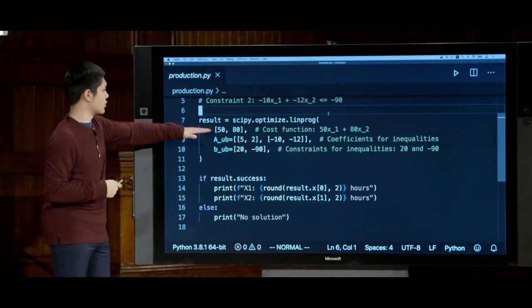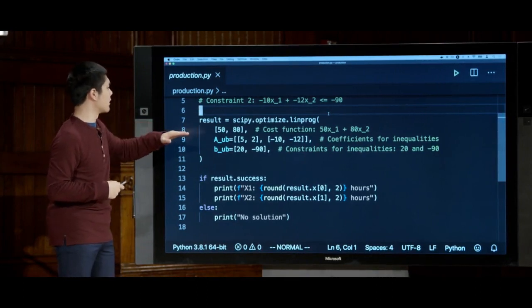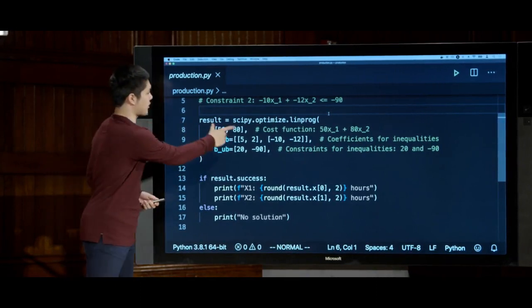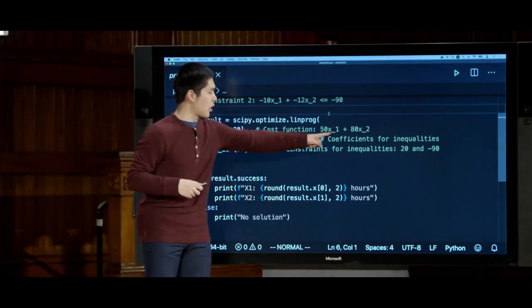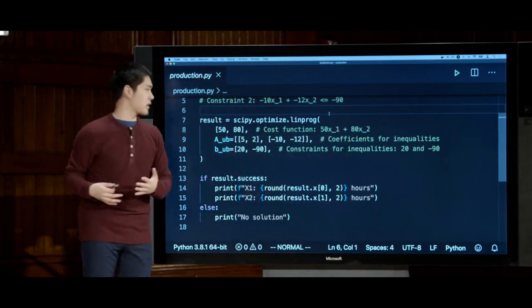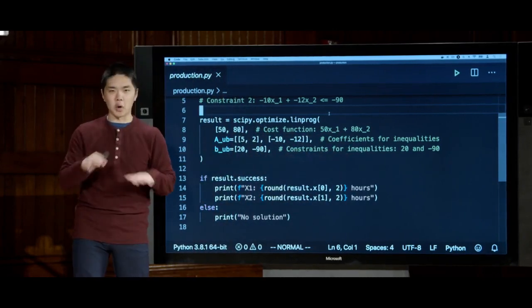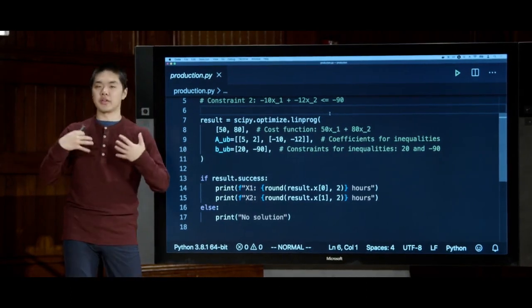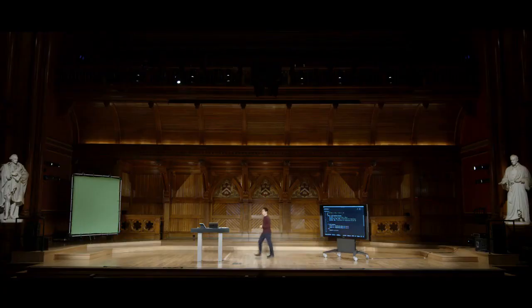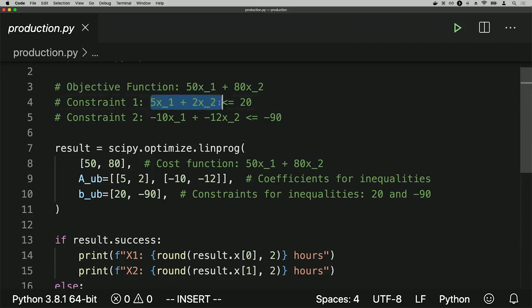But this first argument to scipy.optimize.linprog is the cost function, which is in this case just an array or a list that has 50 and 80, because my original cost function was 50 times x1 plus 80 times x2. So I just tell Python 50 and 80, those are the coefficients that I am now trying to optimize for. And then I provide all of the constraints. So the constraints, and I wrote them up above in comments, is the constraint 1 is 5x1 plus 2x2 is less than or equal to 20. And constraint 2 is negative 10x1 plus negative 12x2 is less than or equal to -90.